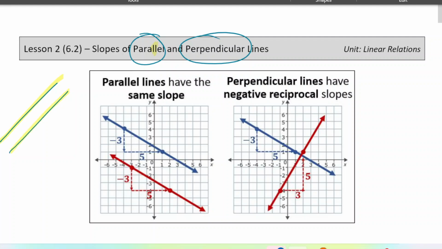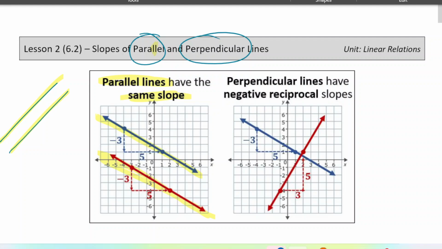Let's take a second before you read anything. What do you think is true about the slopes of those lines? Our intuition is correct here. Yes, the slopes are the same. So parallel lines here have the same slope. We can see that in the box. The rise and the run will be identical. They have the same steepness.